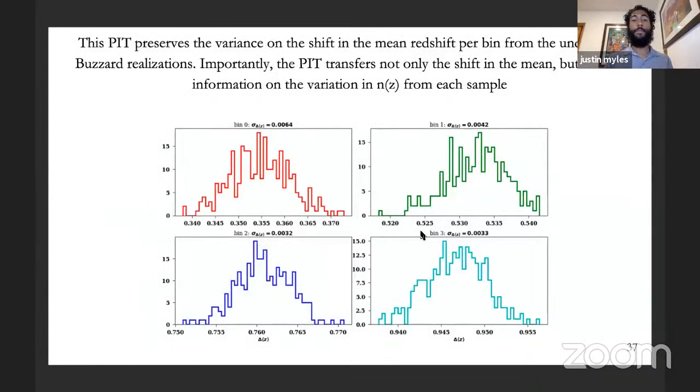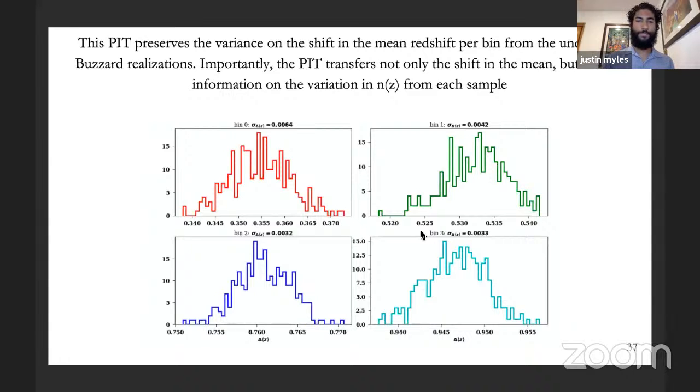Here's a slide illustrating that it preserves the shift on the mean. What's shown here is that we generated an ensemble in the data from this PIT sampling from the ensemble in simulations. Now we're looking at the shift on the mean of that ensemble in the data. The widths of these histograms are the same as the original widths in the simulation. So this is proof that we have preserved the shift in the mean redshift per bin from the underlying simulations. And importantly, we transfer not only the shift in the mean, but the full information of the variation in the redshift distribution. So we're going to be able to test how much our cosmology depends on these specific ones.